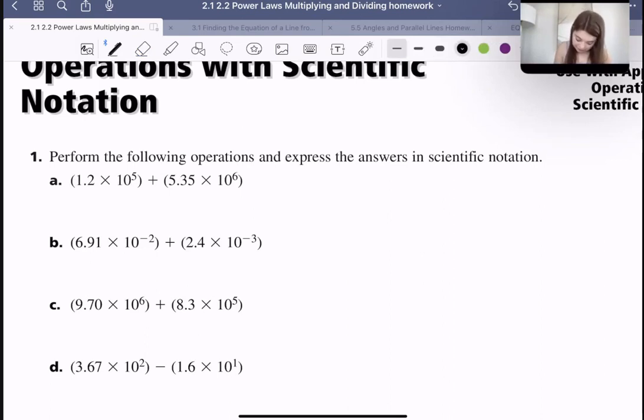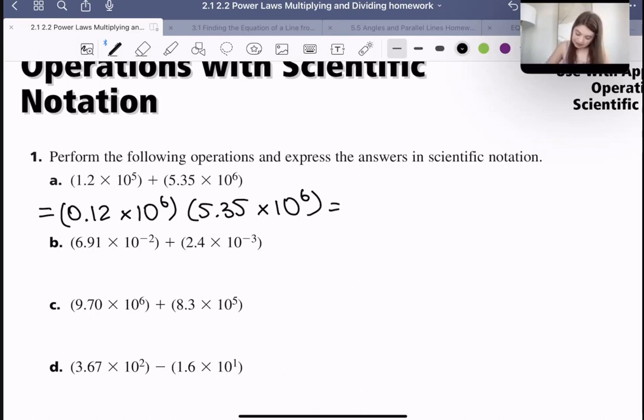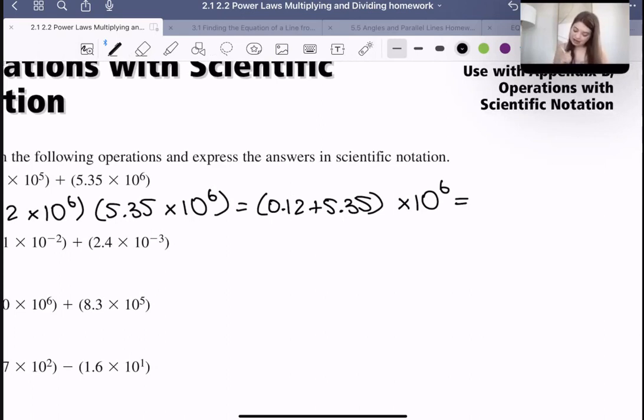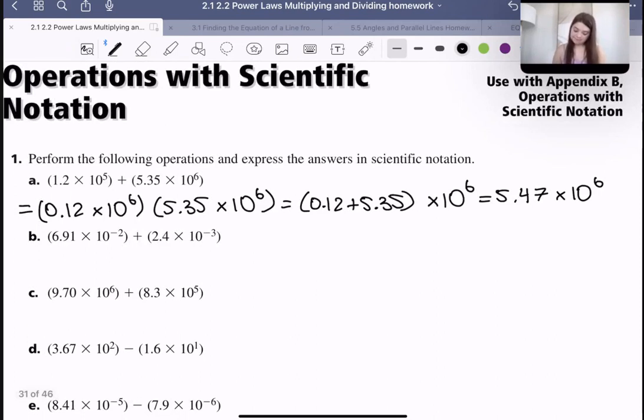So let's do that. 1.2 times 10 to the power of 5 is the same as 0.12 times 10 to the power of 6. And then this next part just stays as is, 5.35 times 10 to the power of 6. Now my next step is to add up 0.12 plus 5.35, times 10 to the power of 6. And then what happens when I actually add these? I'm going to get 5.47 times 10 to the power of 6, and that's my final answer there. Very good.